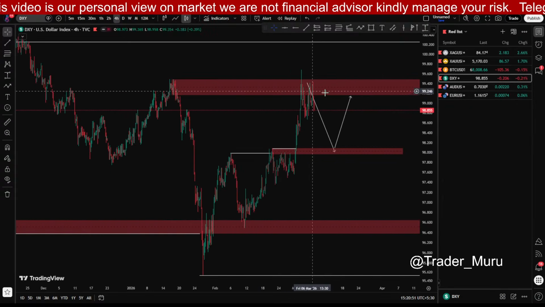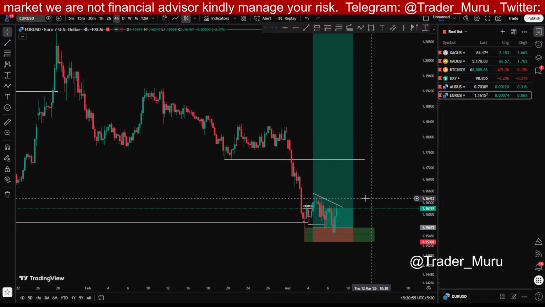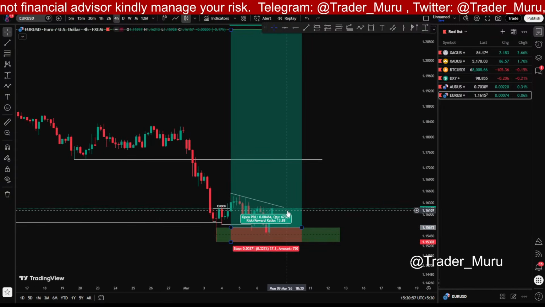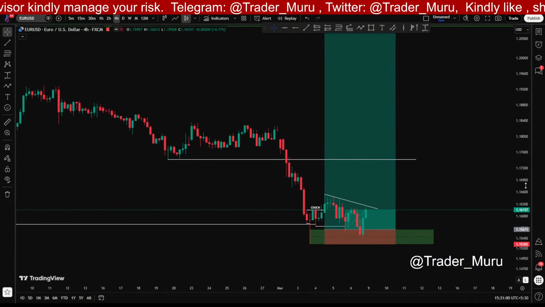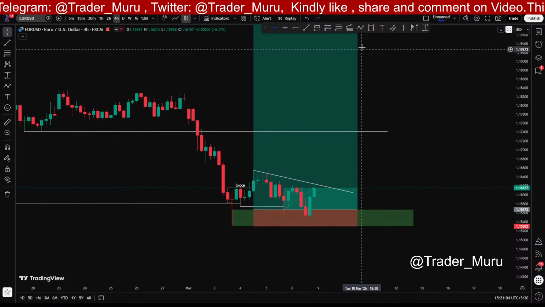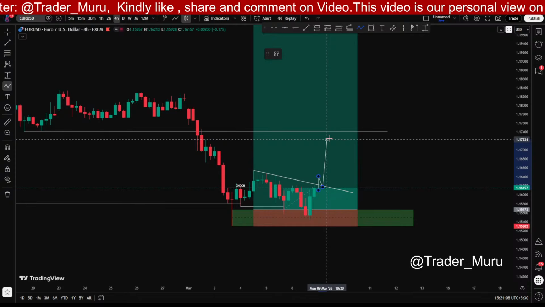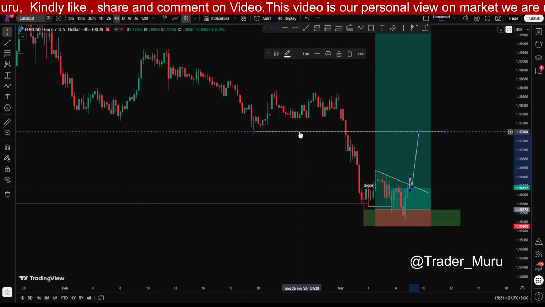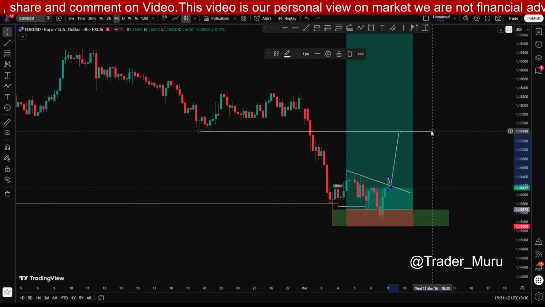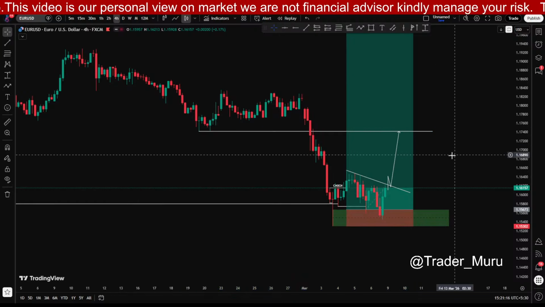And as DXY is bearish, Euro will be bullish. This is the same position I was talking about in the previous slide. Once this trend line gets broken, you can expect price to pump till this level. This is the resistance level around 1.174.